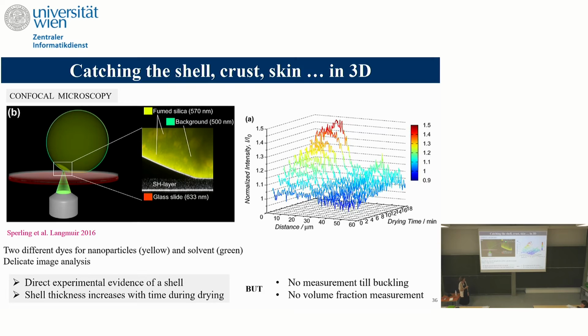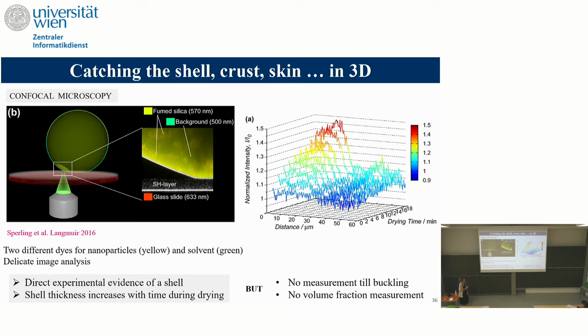image analysis, and the evidence that you have a shell, I didn't put, but here you have a shell, and they can also compute some thickness of this measurement, but they can just do it at the beginning of the drying process. They find that the shell thickness increases with time, which goes in the correct direction with what we have heard about, that it grows as the drop shrinks.